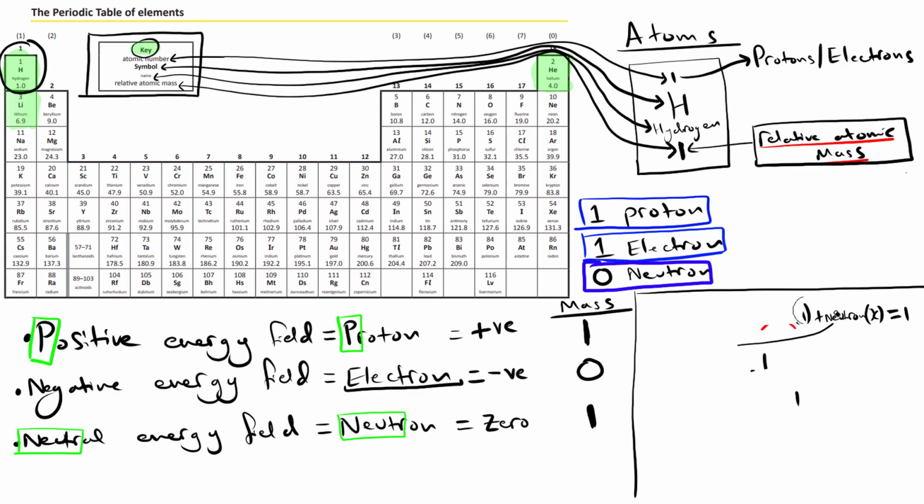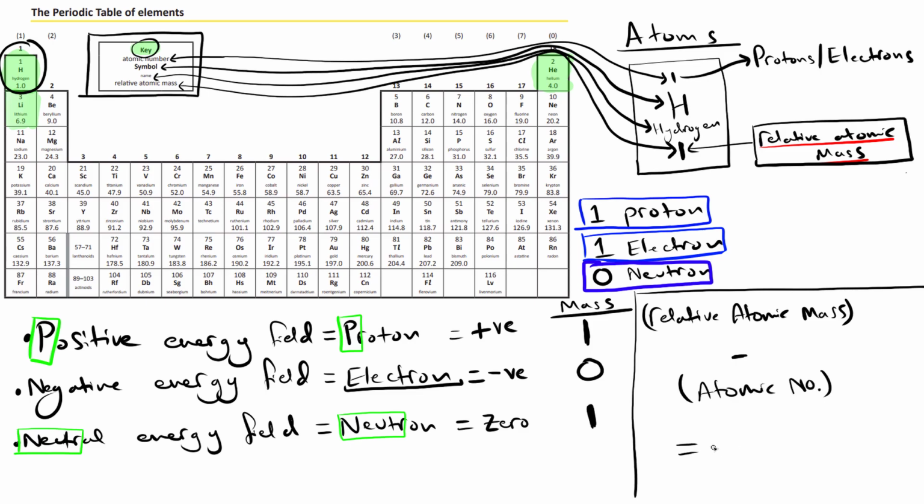If this algebra did not make sense, then all you simply need to do is take the relative atomic mass, which is from the periodic table, and from it you need to subtract the atomic number to give you the number of neutrons. If you prefer remembering it this way, then you can use this. You take the relative atomic mass, which in this case is the number on the bottom, and you subtract from it the number on the top. And it will give you 0, which means that the hydrogen atom has 0 neutrons.